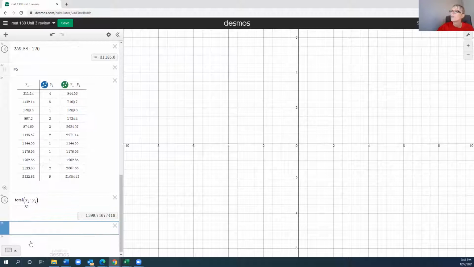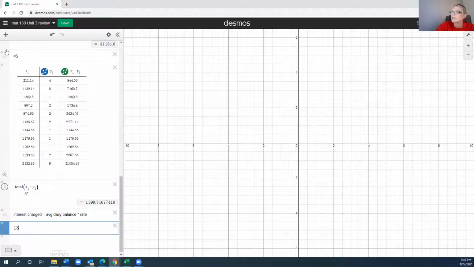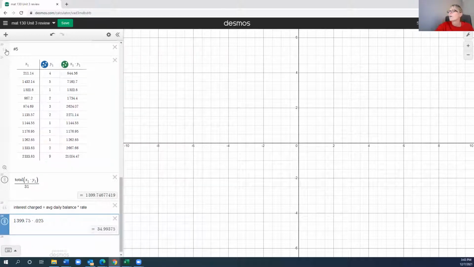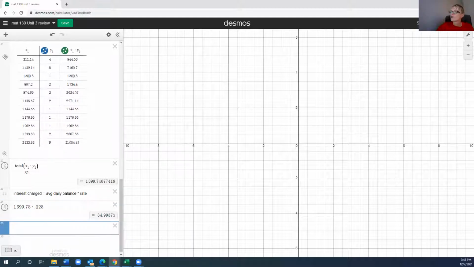So I'm going to just make a note here in Desmos that interest charged is going to equal the average daily balance times the rate. So ours is going to be $1399.75 times the interest rate of 0.025 for the month. So they're charging us that much interest.